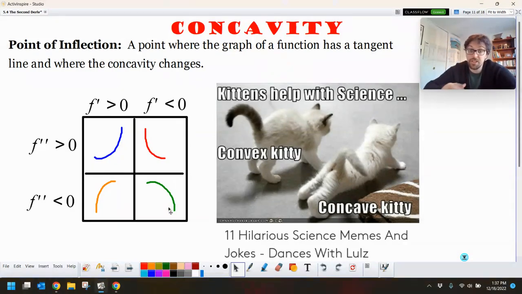And that point of inflection is where we shift from either being concave down to concave up or being concave up to concave down. Make sure you have this diagram in your notes. It's really nice as a quick reference of like, okay, what would that precisely look like?